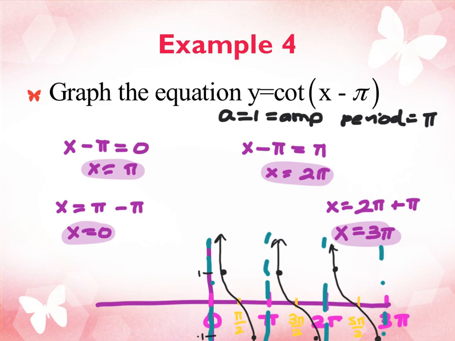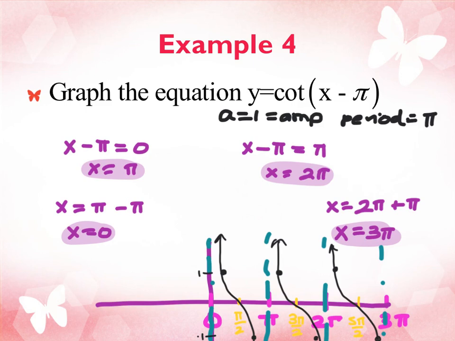All right, your A again was 1, which means that's your amplitude. That's how high up or how low you're going on those 1/4 and 3/4 points. The period is pi over b. B is 1, so it's pi. And then I took x minus pi, set it equal to 0, and set it equal to pi. Add the pi to both sides. I get x equals pi and x equals 2 pi.